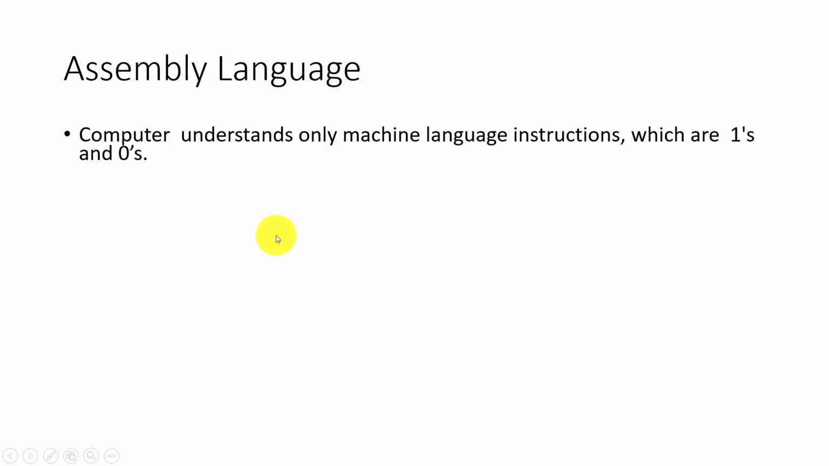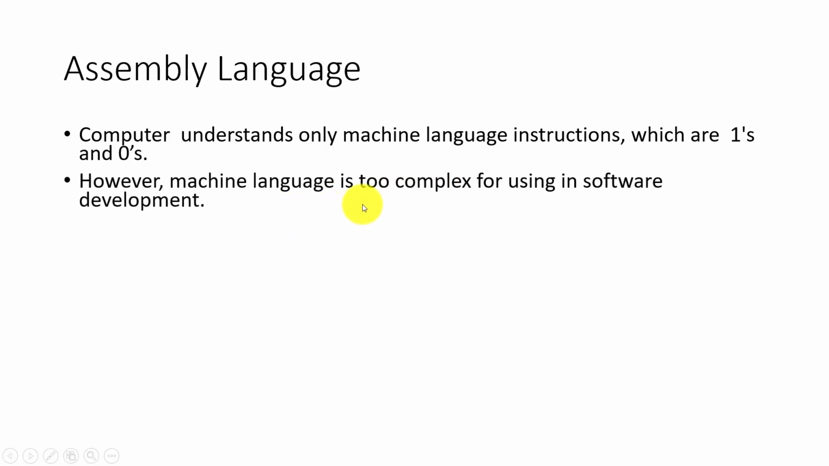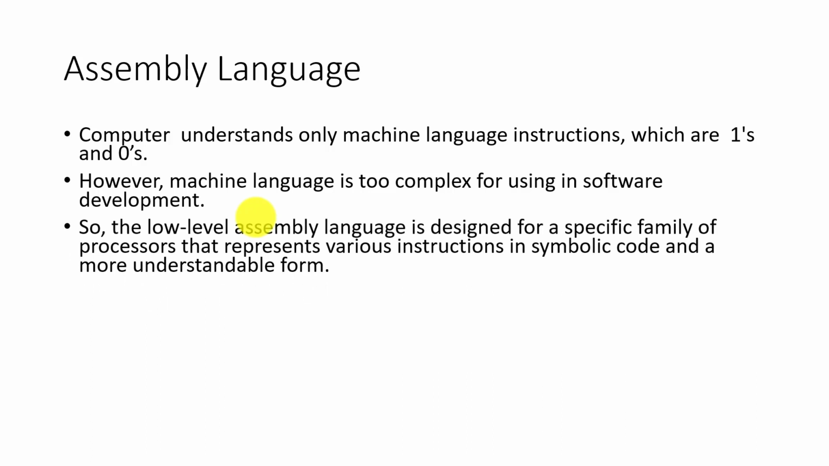Right? Now we know that a computer can understand machine language, that is 0 and 1, but machine language is too complex for software development, because it's binary code. Once we write the binary code, if different errors are found, we have to rewrite the whole code. So it's a very difficult and complex task. Low level language depends on system architecture, so it represents various instructions.